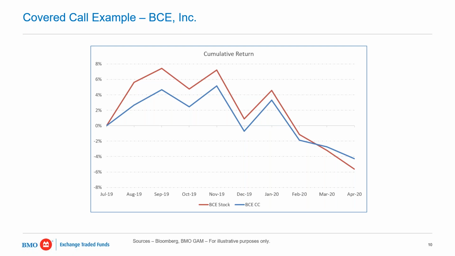Now, in what scenario do covered calls underperform? Strong equity rallies. You can see at the beginning of this chart, BCE rallied, call it 7.5%, in about 2 months, and the covered call strategy lags somewhat. So remember, you're selling away potential upside.